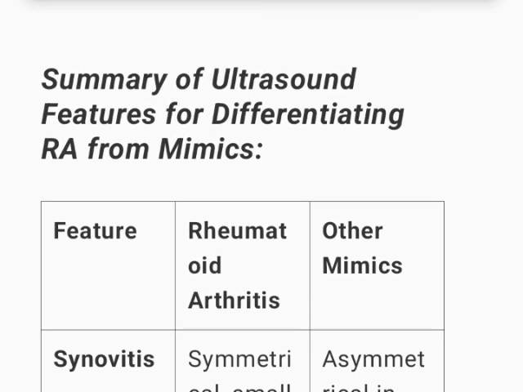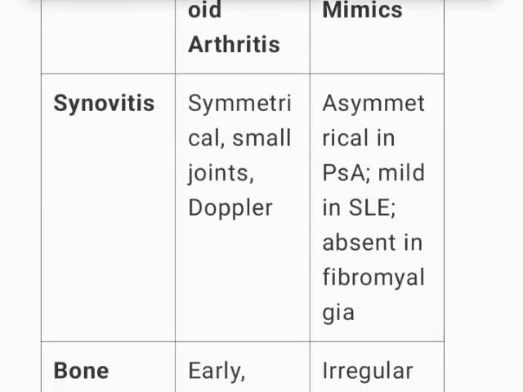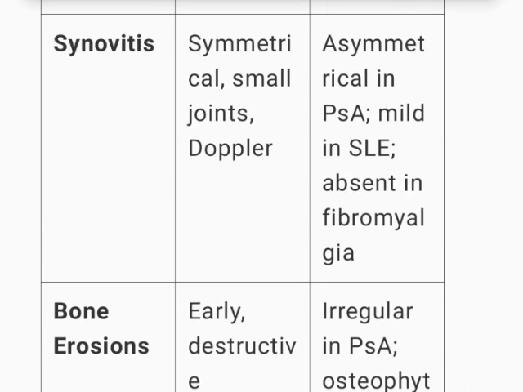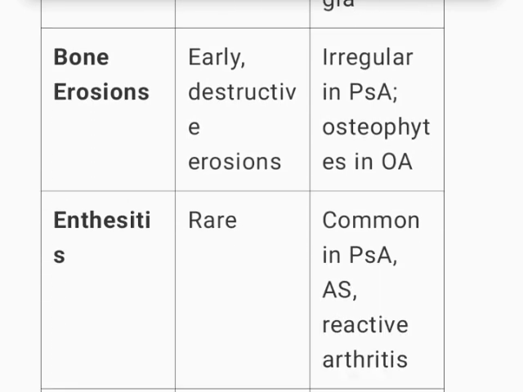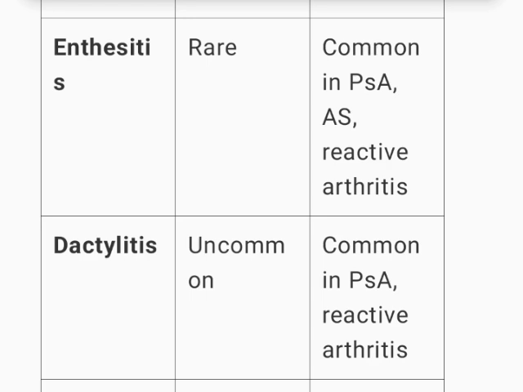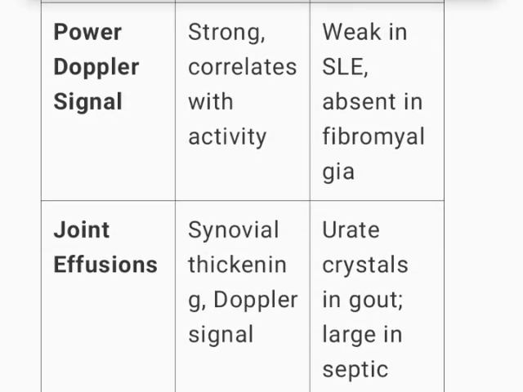Summary of ultrasound features for differentiating RA from mimics. Feature: rheumatoid arthritis, other mimic. Synovitis: symmetrical, small joints, Doppler positive in RA; asymmetrical in PsA, mild in SLE, absent in fibromyalgia. Bone erosions: early destructive erosions in RA; irregular in PsA, osteophytes in OA. Enthesitis: rare in RA, common in PsA, AS, reactive arthritis. Dactylitis: uncommon in RA, common in PsA, reactive arthritis. Power Doppler: strong in RA, correlates with activity; weak in SLE, absent in fibromyalgia. Joint effusions: with synovial thickening and Doppler signal in RA; urate crystals in gout, large in septic arthritis.